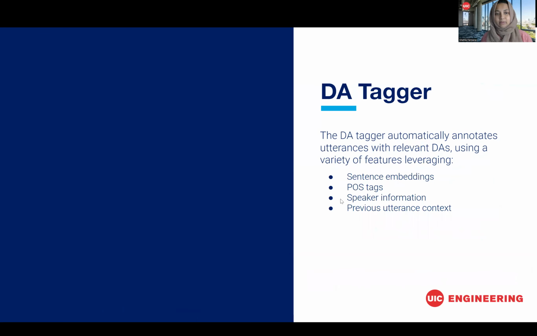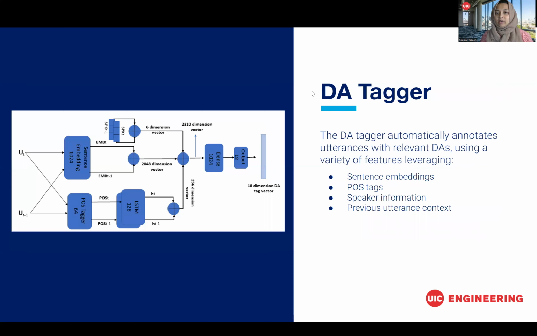Here we can see in this table different DA tags and their frequency across the two cognitive tasks, which is a quite imbalanced distribution. In our dialog act tagger, to automate the annotation process, we have proposed an automated tagger which uses sentence-level embedding, linguistic part-of-speech features, and also the speaker tag. All of those are concatenated and processed by a dense layer, and then the final layer is trained to generate the DA tags.